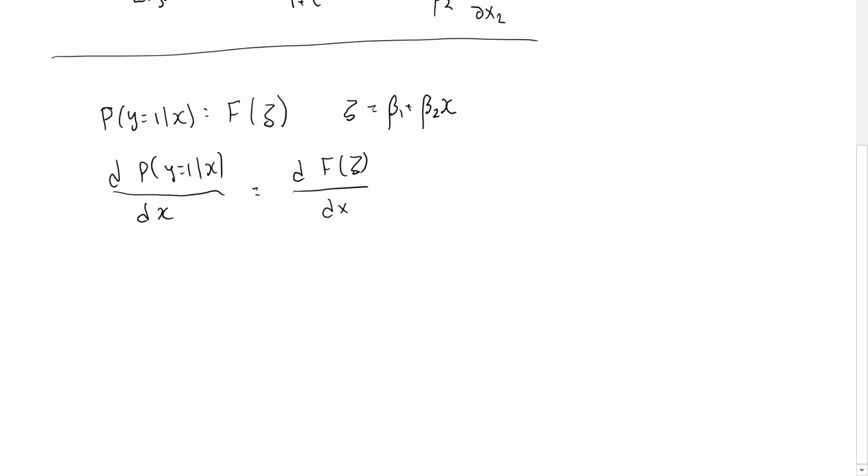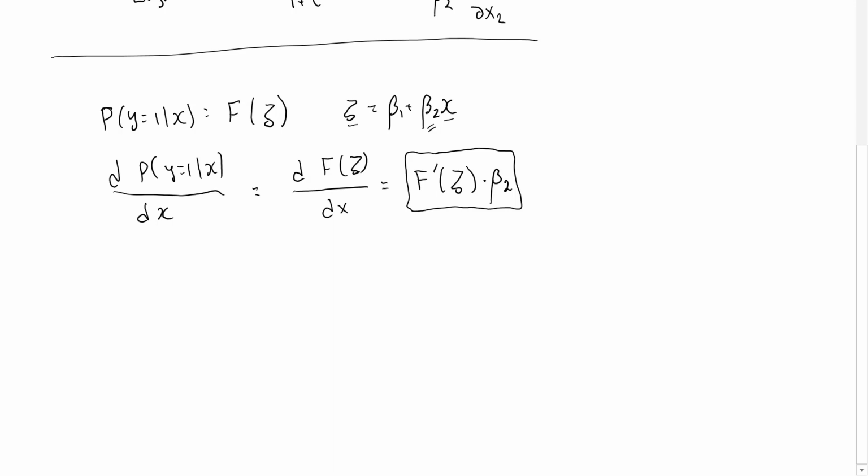So to do this derivative, we just use the chain rule. This is a composite function. F depends on zeta and zeta depends on x. So we do the outer derivative, that would be f prime of zeta times the inner derivative. And the inner derivative is the derivative of zeta with respect to x. And that's simple, that's just this constant here. So that's beta 2. So this is the important number in binary choice models. This is the marginal effect.